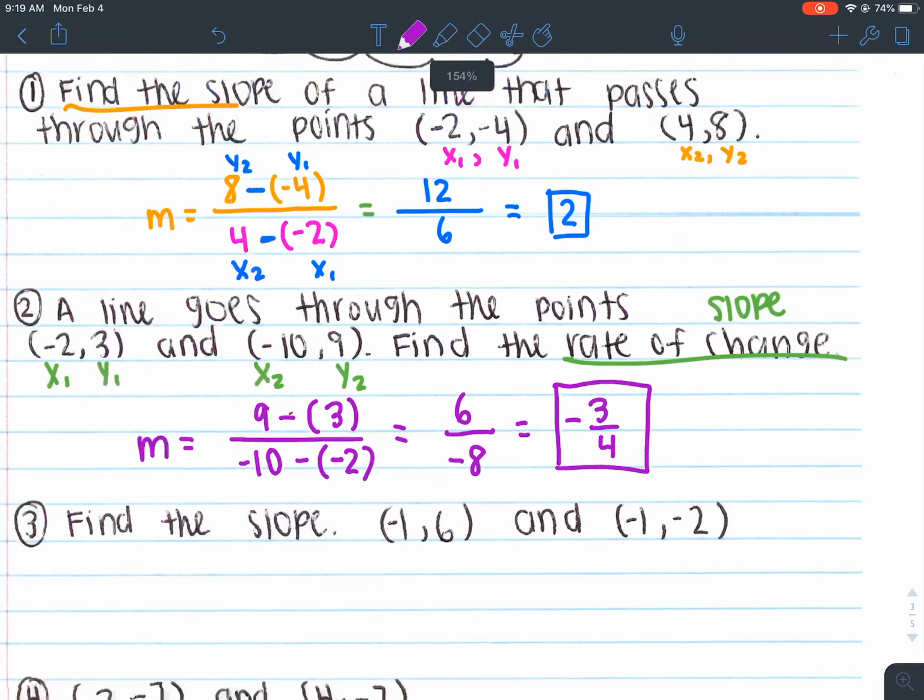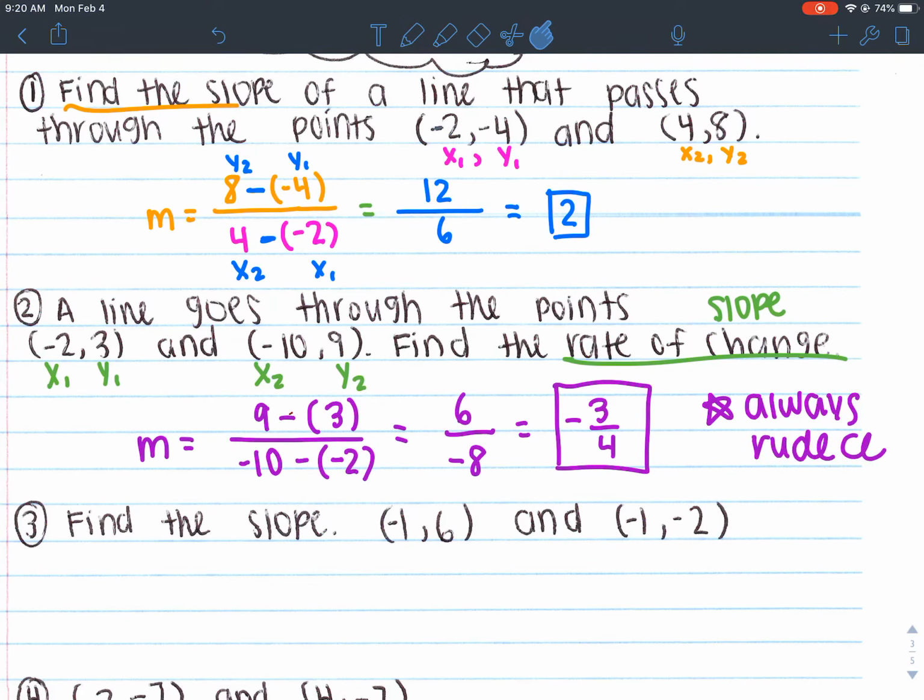So my slope here is -3 over 4. You always want to reduce. So always reduce if possible. Just like in the graphs earlier when we had negative, I believe it was -4 divided by 2, you always want to reduce. I just spelled reduce wrong.